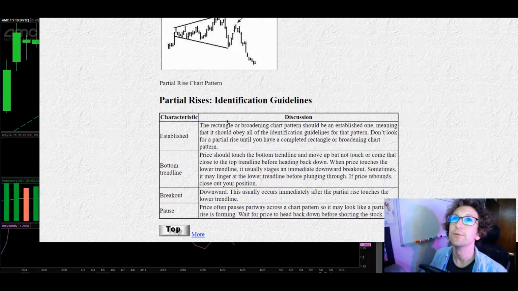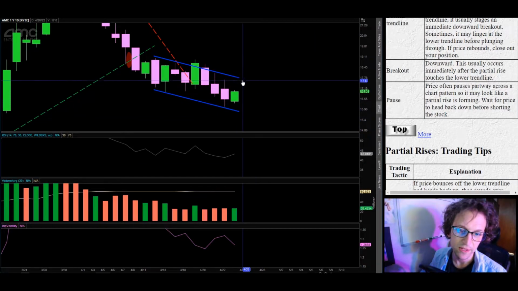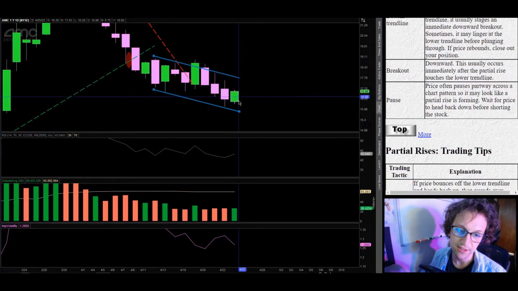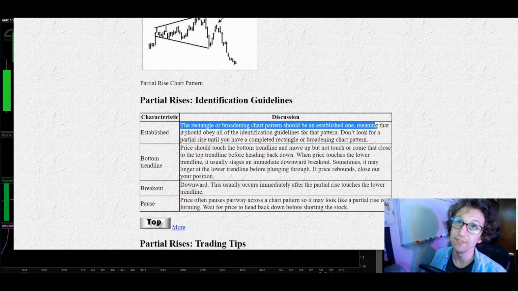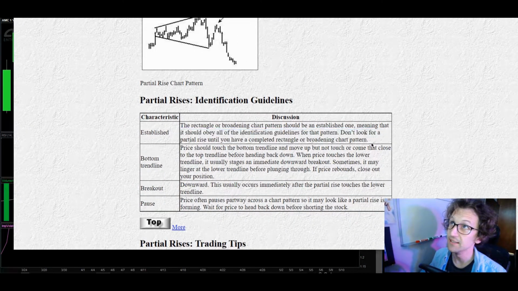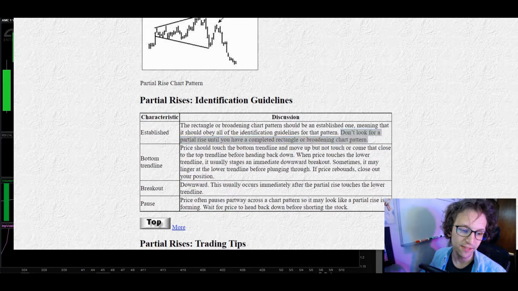I'm gonna go through and look at the ID guidelines really quick. He says the rectangle or broadening chart pattern should be established. So let's talk about rectangles. When he says rectangle, Bulkowski is really talking about a pattern that's more than 3 weeks long, right? So technically he wouldn't be talking about this. This is kind of a reach. This is a caveat saying I've observed this and I could be totally wrong. He says don't look for a partial rise until you have a completed rectangle or broadening chart pattern. And I don't think we have either of those.